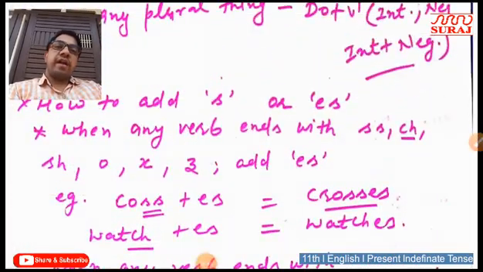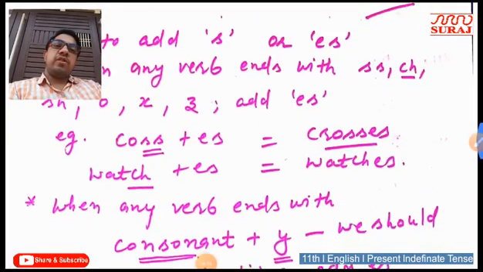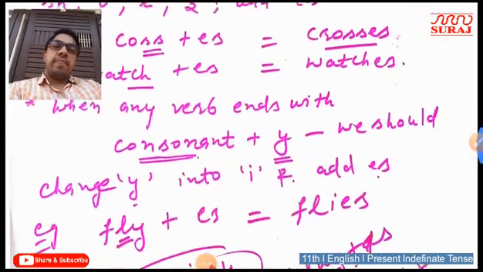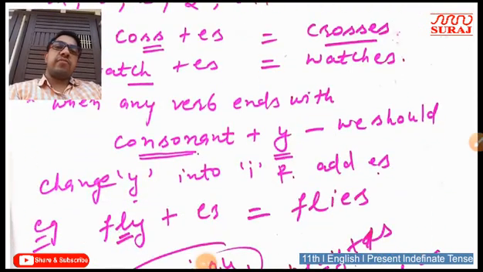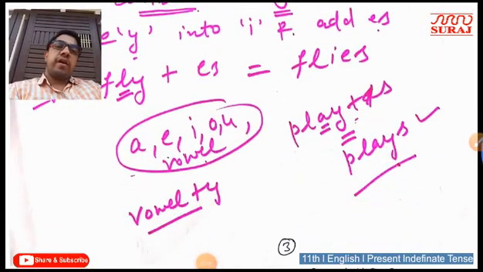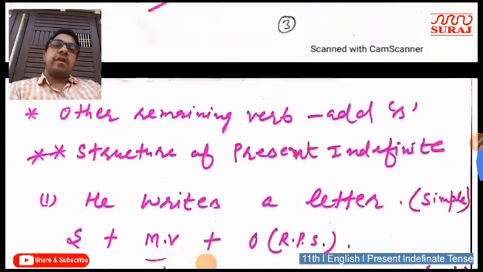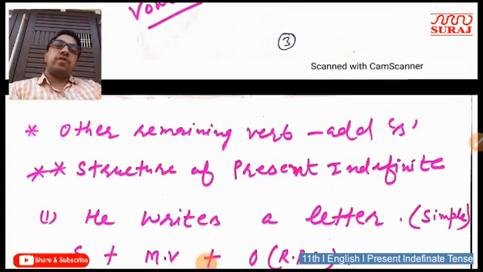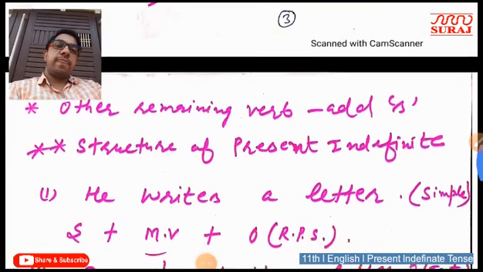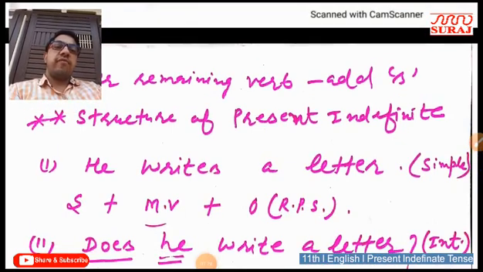I have just told you how to add s or es. When any verb ends with double s, ch, sh, o, x, z, we should add es. And if any verb ends with consonant plus y, we should change y into i and add es. When any verb ends with vowel plus y, we should not change y into i, we should add only s. Okay. And after that, one more point: for the other remaining verbs we should add only s. Okay. Now I am going to tell you about the structure of present indefinite tense.